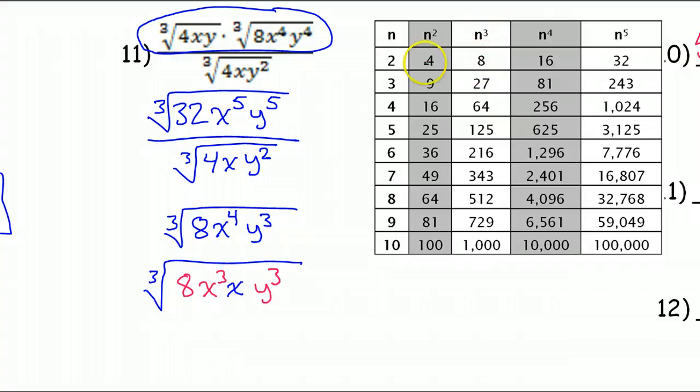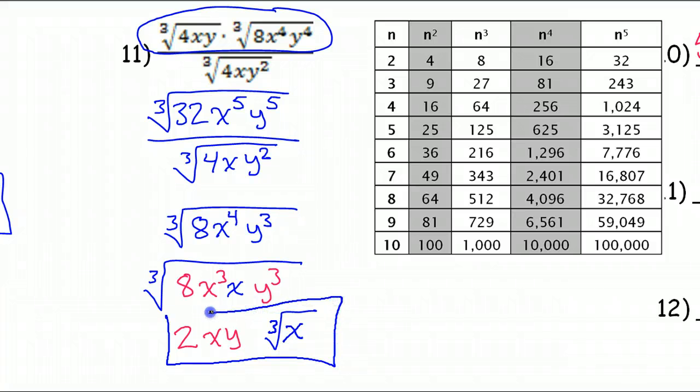The cube root of 8 is 2. Alright, dividing by 3 I just get x, and same thing here, I just get y. So that's it for the pink stuff. Now really that just leaves one lonely little thing under here. That's the cube root of x, like that. So that is the final answer for number 11.